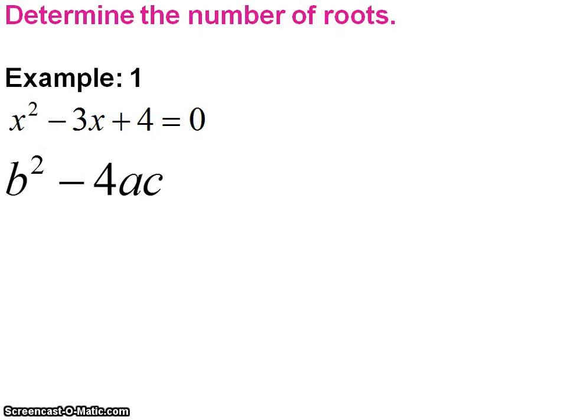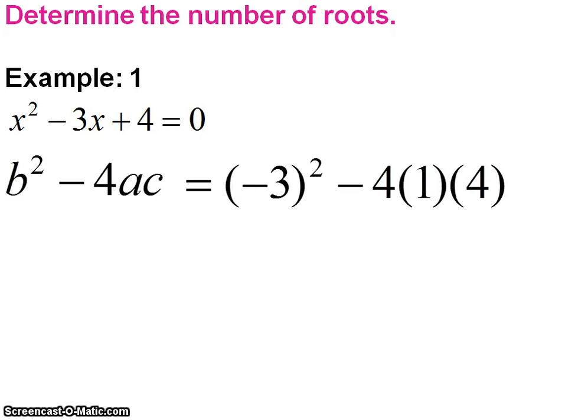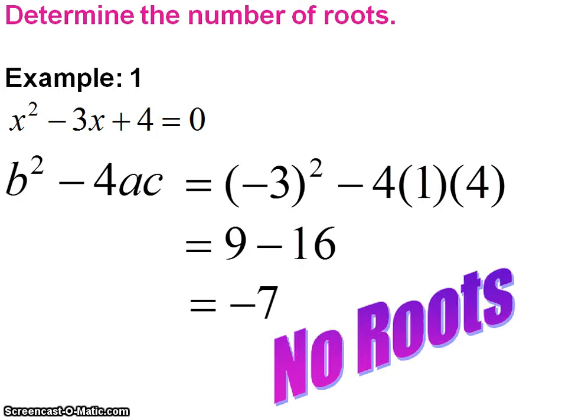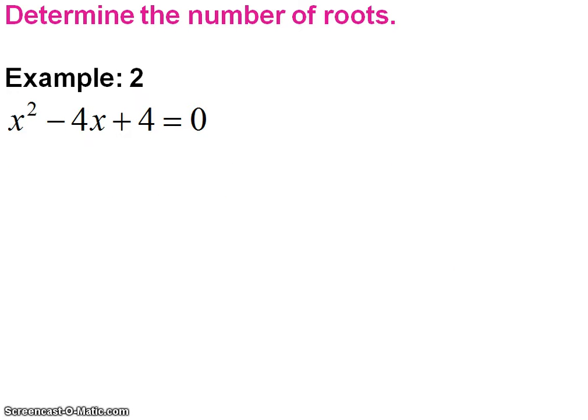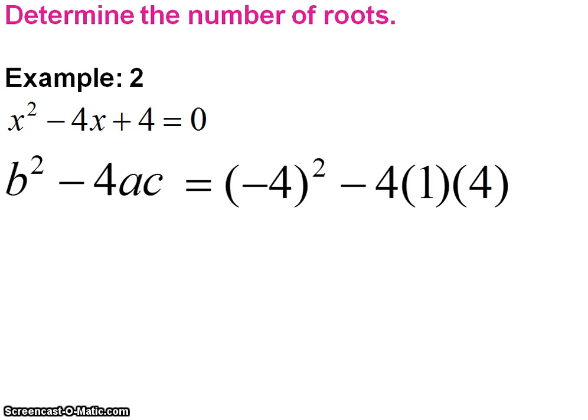We'll take the discriminant. We know that a is equal to 1, b is equal to negative 3, and c is equal to 4. I put that into the discriminant. I calculate it, and I discover that the discriminant is negative 7. If it's negative 7, that tells me that I have 0 roots. Example number 2. a is 1, b is negative 4, and c is positive 4. I plug that into the discriminant, I calculate it. I get a value of 0, which tells me I have 1 real root.